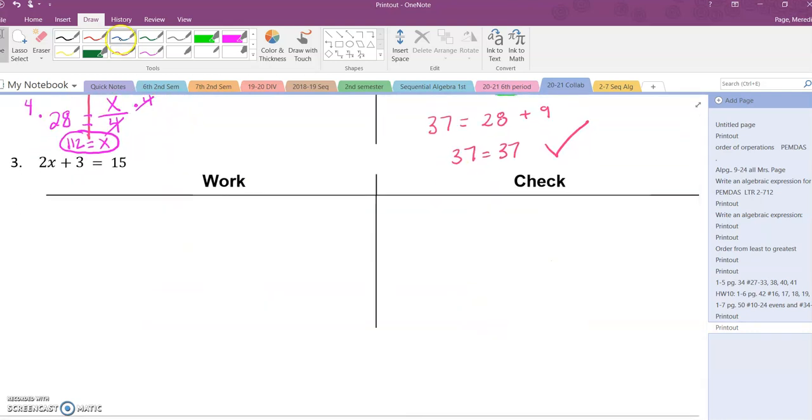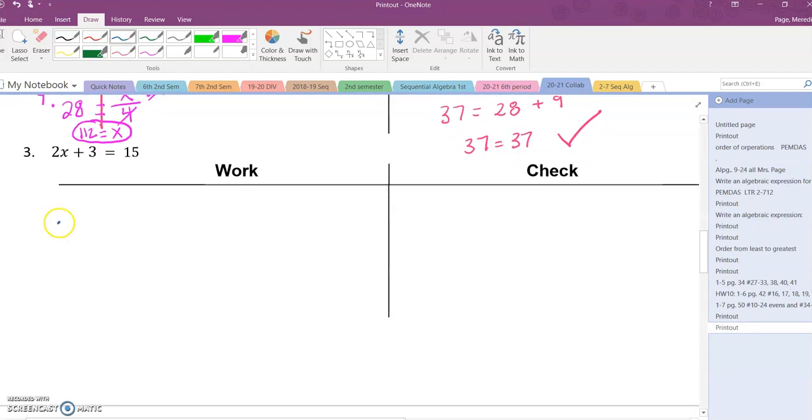Okay, next example. Number 3. I have my line down the equal sign. So, first things first, I want to add or subtract to isolate the variable term. So my variable term is 2x. So how do I isolate that or get it by itself? Well, I got to get rid of that positive 3. The opposite of plus 3 is a negative. Those 3's cancel. 2x equals 12. Now, second step is to multiply or divide to get the variable by itself.